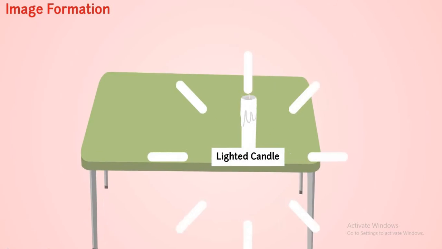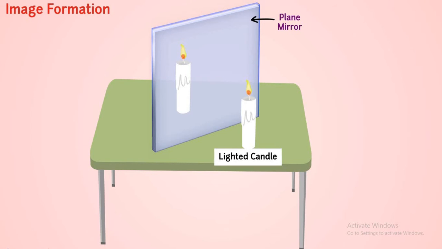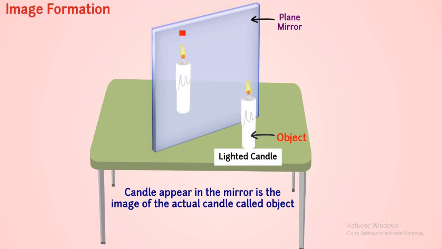If you place a lighted candle in front of a plane mirror, by seeing in the mirror, you can observe a similar candle present behind the mirror. Dear students, the candle that appears in the mirror is the image of the actual candle, called the object. The candle in the image is upright with the flame at the top, same as the object candle. This means that a plane mirror produces an erect image of the object.